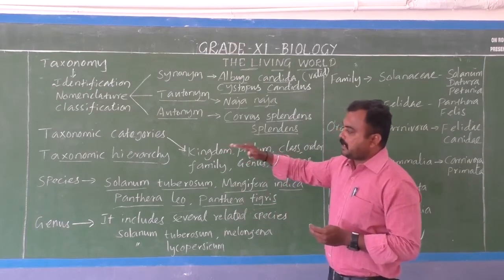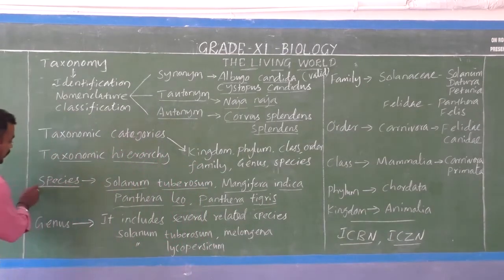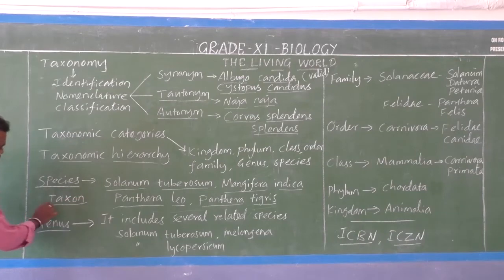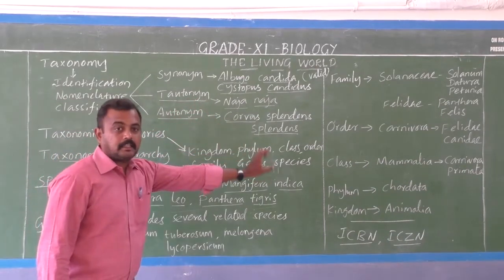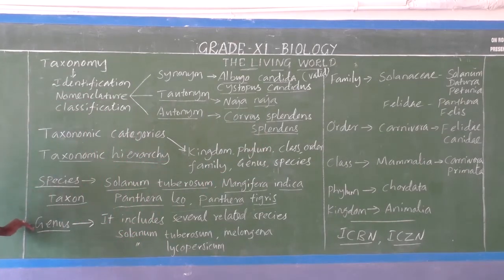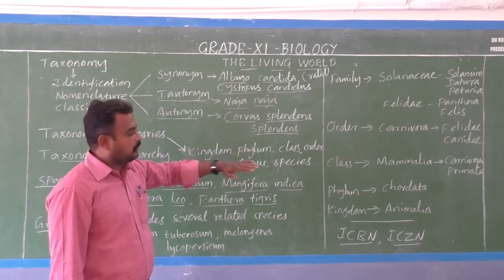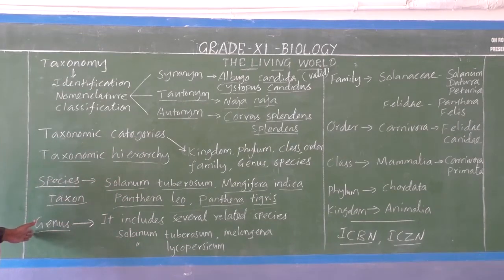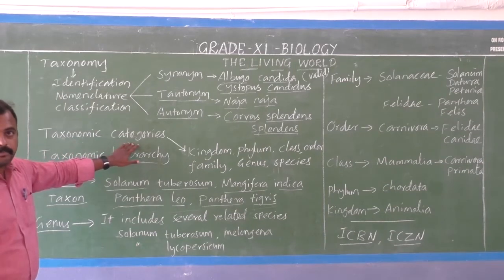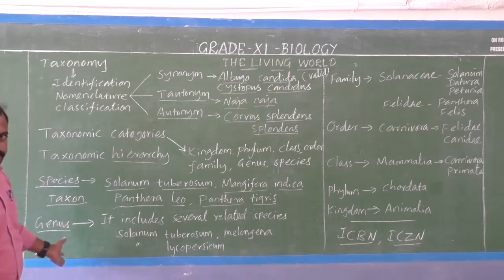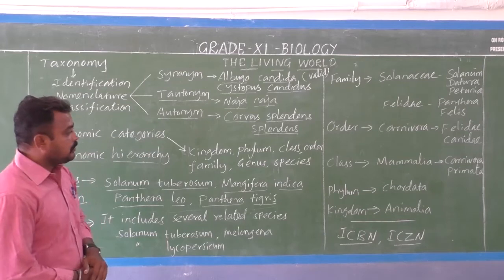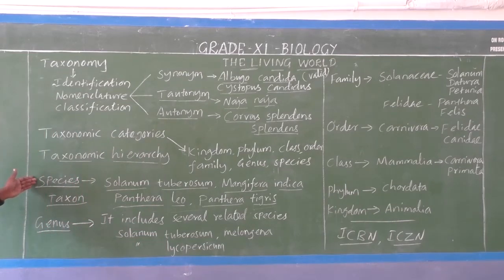In the taxonomic categories, species is the basic unit. Each one of the categories is called a taxon. Species one taxon, genus one taxon, family one taxon, order one taxon, class one taxon, phylum one taxon, kingdom one taxon. All these taxa are called taxonomic categories. In order, we have species to kingdom. That's why it is taxonomic hierarchy. First one, species: the smallest, basic unit in taxonomy is species.